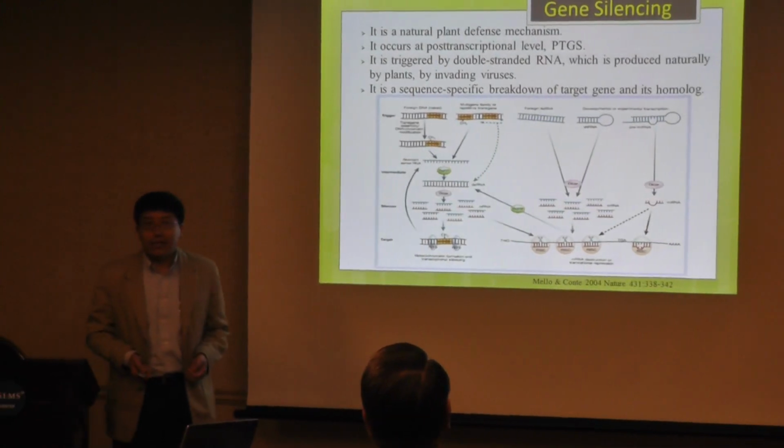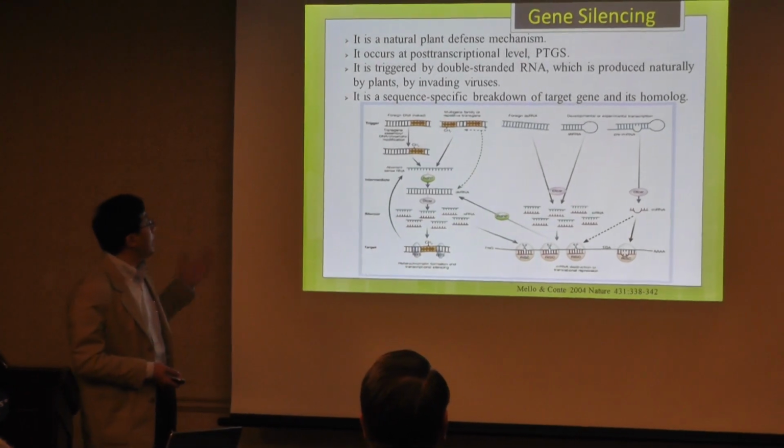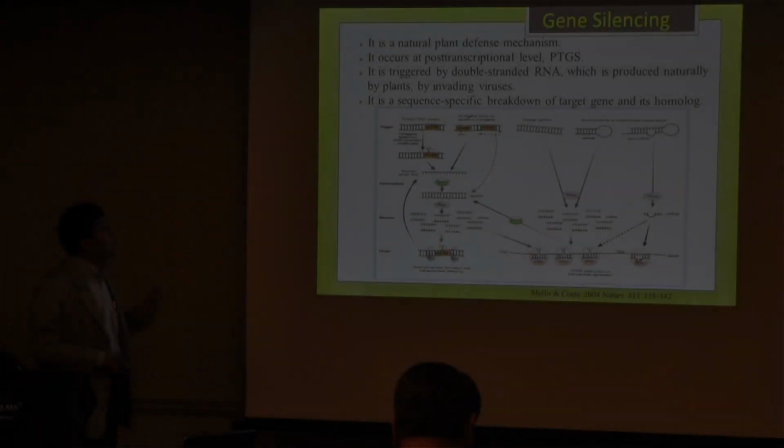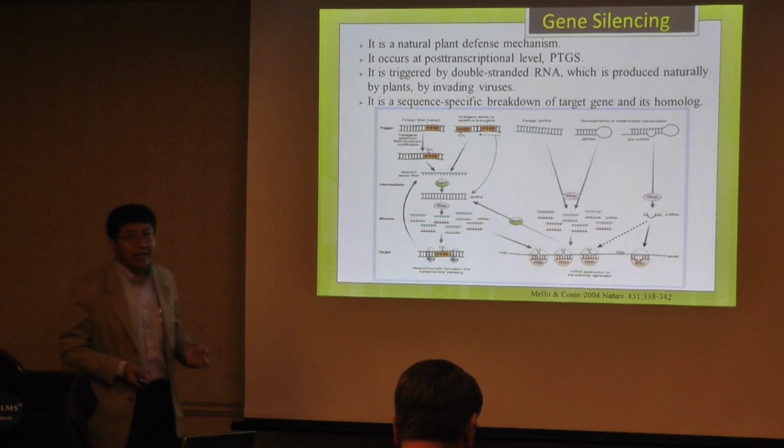Gene silencing is a natural plant defense mechanism that is present in plants. And it occurs at the post-transcriptional stage. It means after the mRNA is synthesized, during the processing stages, that's when the silencing happens. So sometimes we also call it post-transcriptional gene silencing. And this process is triggered by double-stranded RNA.